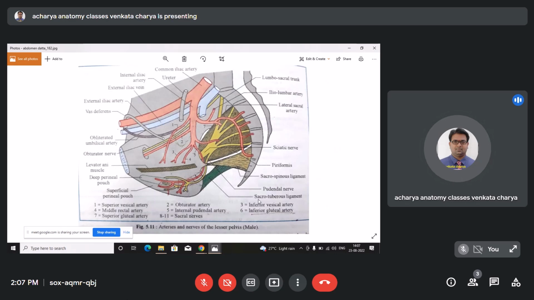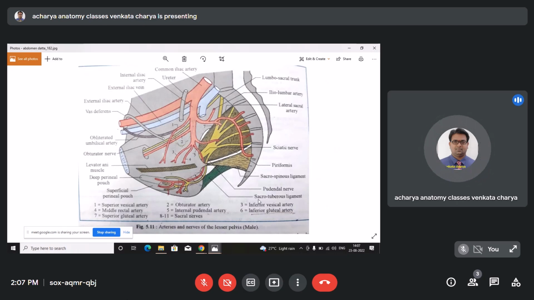So the internal iliac artery is the chief artery of the pelvic cavity. This internal iliac artery subdivides into two divisions or two trunks.